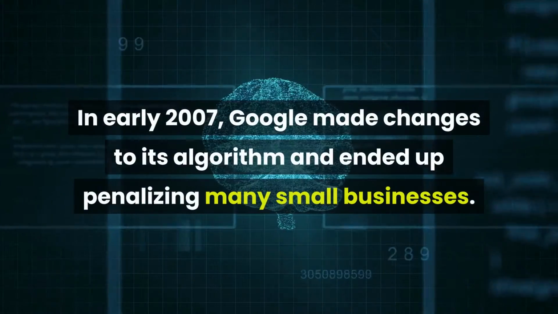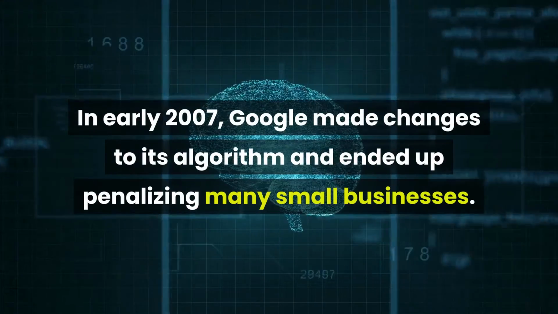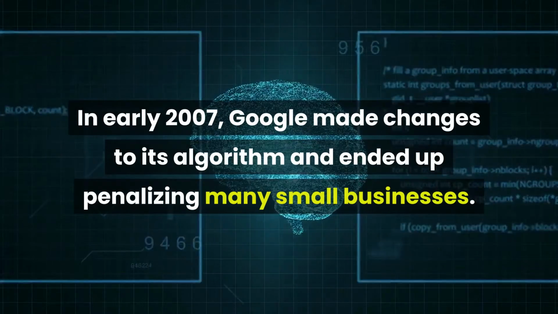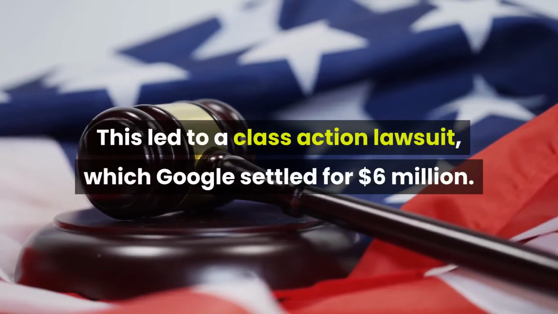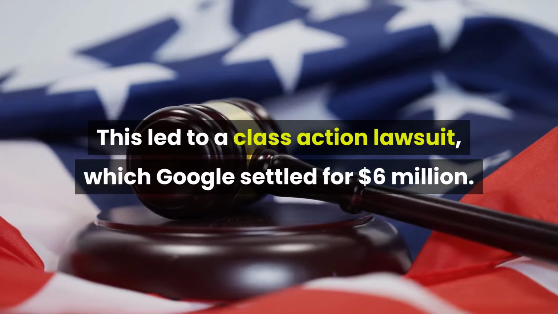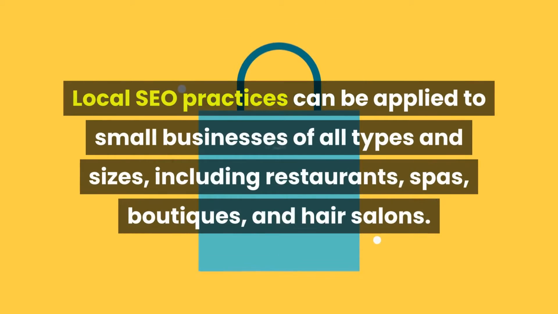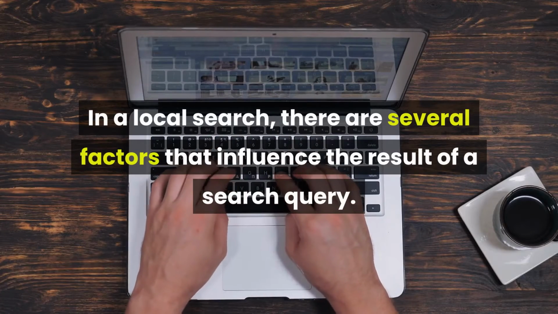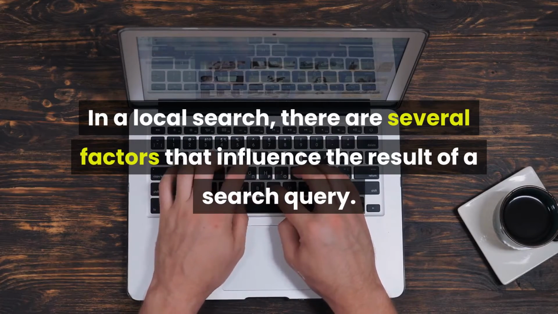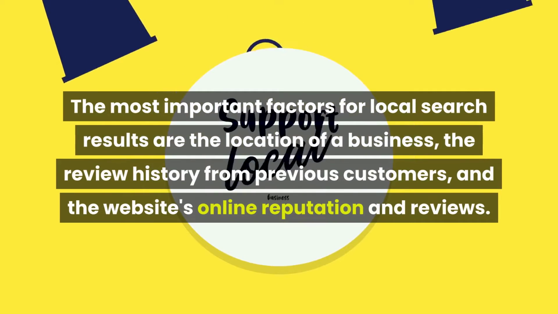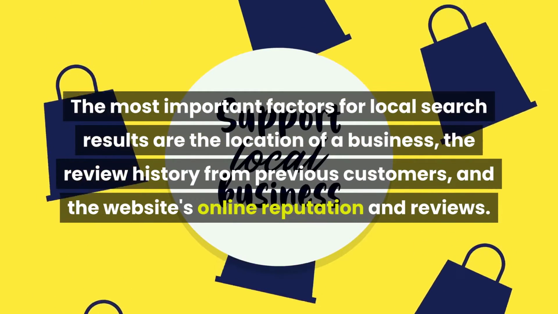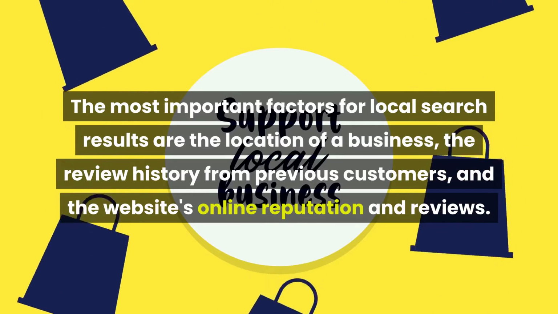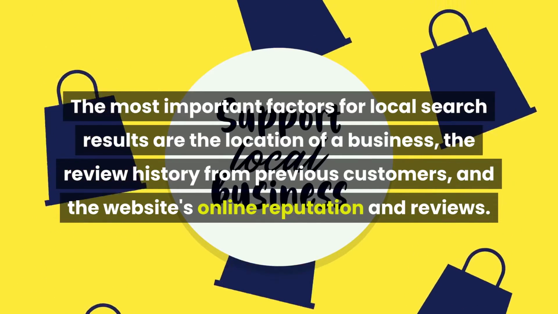In early 2007, Google made changes to its algorithm and ended up penalizing many small businesses. This led to a class action lawsuit, which Google settled for $6 million. Local SEO practices can be applied to small businesses of all types and sizes, including restaurants, spas, boutiques, and hair salons. In a local search, there are several factors that influence the result of a search query. The most important factors for local search results are the location of a business, the review history from previous customers, and the website's online reputation and reviews.